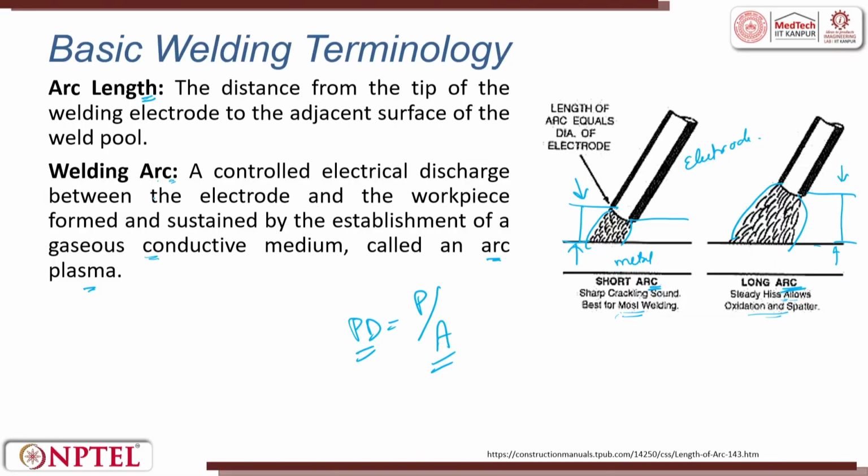So, the weld arc is very, very important. It is a controlled electric discharge between the electrode and the workpiece, formed and sustained. This is the difference between an arc and a spark. An arc is sustained, a spark is discrete, right. It is formed and sustained by the establishment of a gaseous conducting medium called arc plasma. This is what we are talking about.